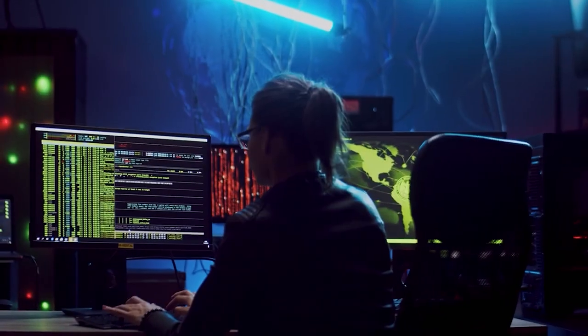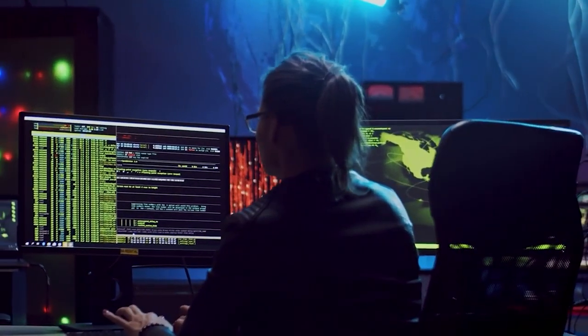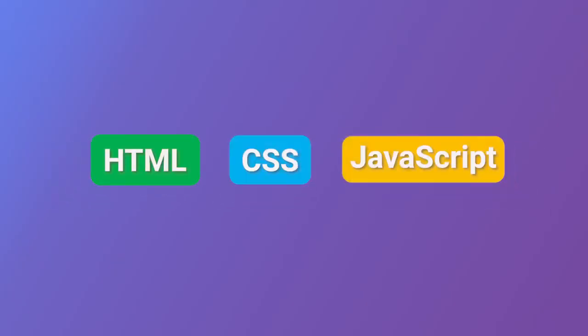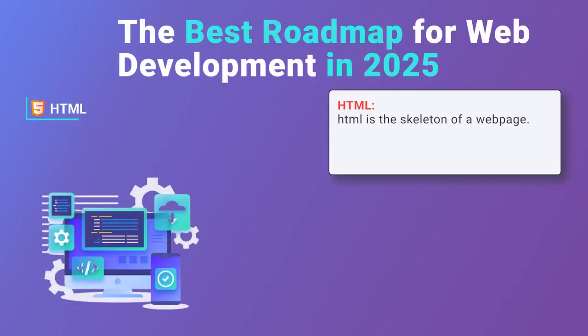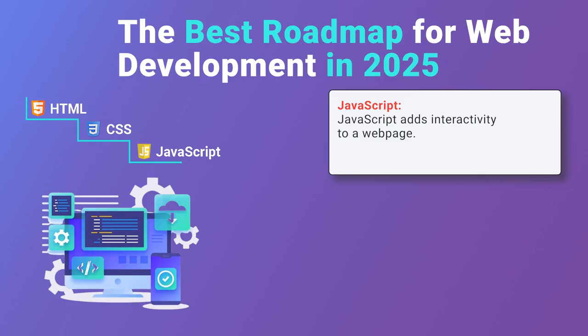Your first step in web development is to learn its three foundational technologies: HTML, CSS, and JavaScript. They are the essential first step in your learning journey. HTML is the skeleton of a web page. It creates the basic structure and content using simple tags. CSS is the styling for a web page. It makes HTML look good with colors, layouts, and designs. JavaScript adds interactivity to a web page. It makes websites dynamic and responsive to user actions.